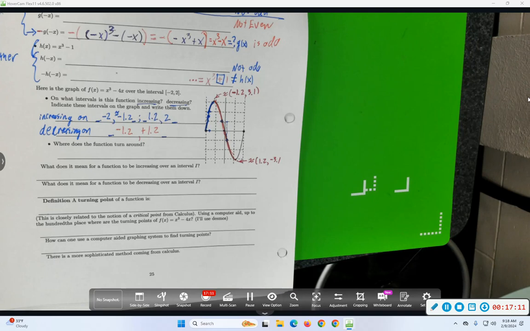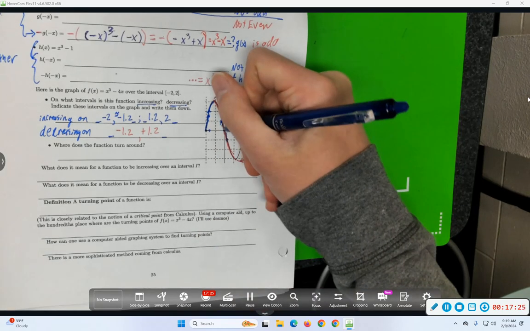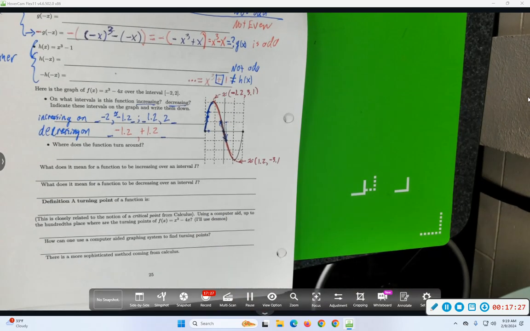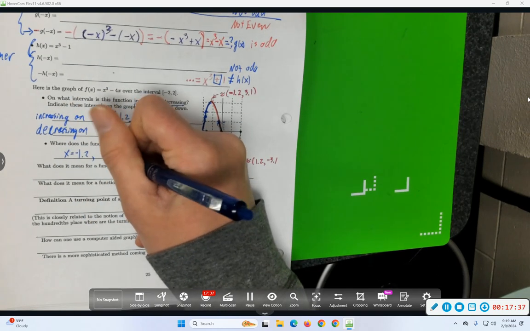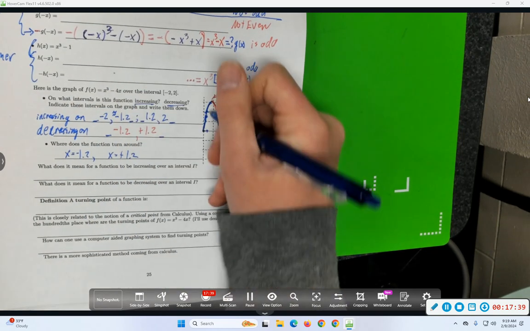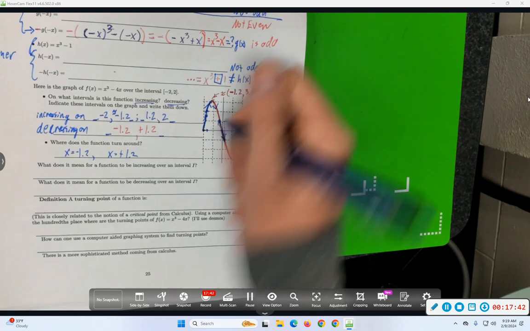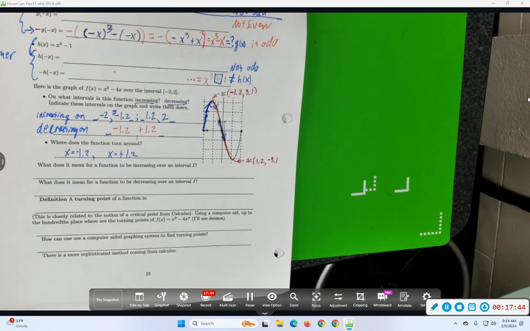If I were to ask you where this function turns around, what would you tell me? That's how you get 0, 0. It's 0, 0. I don't know about that. Like, it seems like it just keeps on going in the same direction, right? -1.2 and +1.2. Yeah, it goes from going up and it turns around and starts going down at x equals 1.2.